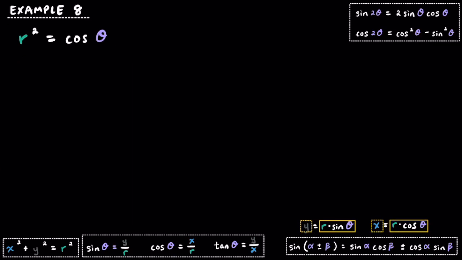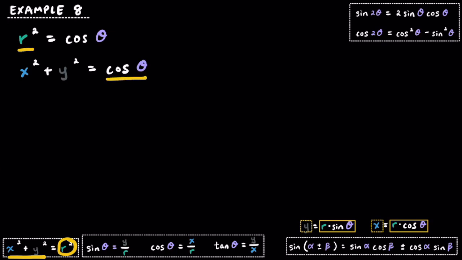For number 8, let's try the equation r squared is equal to cosine of theta. So on the left side, this r squared, let's try to remember that is just equal to x squared plus y squared. So I'm going to start with that substitution first. Let's swap out the r squared and instead write x squared plus y squared. And on the right side, let's just leave that alone for now and say that's cosine of theta still.